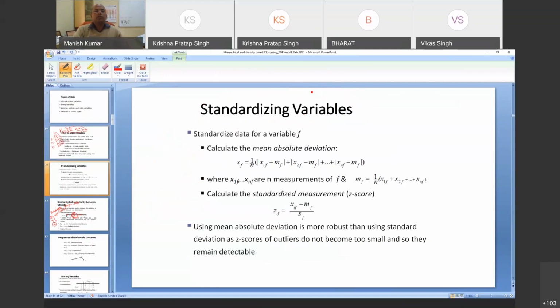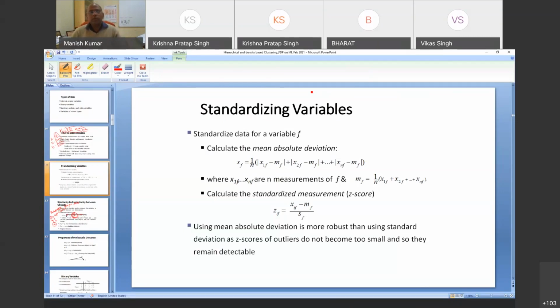Obviously, when you look for standardizing the data, we can make use of the mean absolute deviation, and that formula is given there. Then certainly this formula of mean is there. When you look for the Z score, the formula is very simple: Z equals the difference of xi and the mean, divided by the mean absolute deviation.